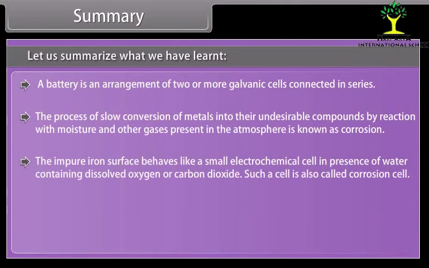The impure iron surface behaves like a small electrochemical cell in the presence of water containing dissolved oxygen or carbon dioxide. Such a cell is also called a corrosion cell.